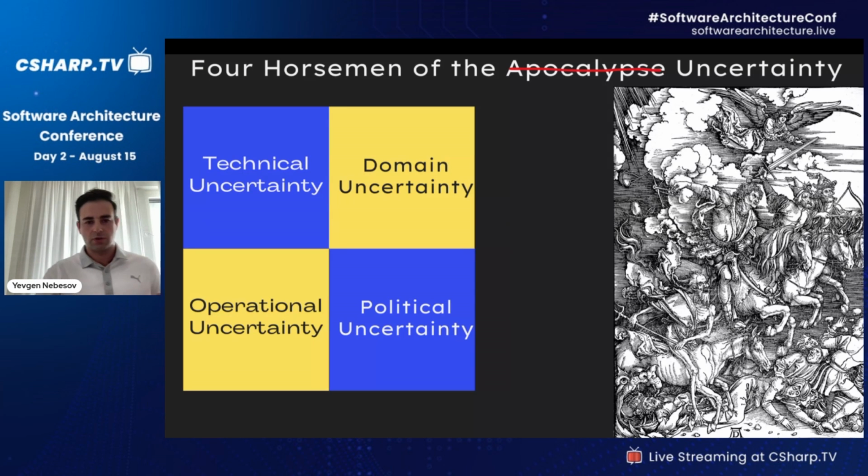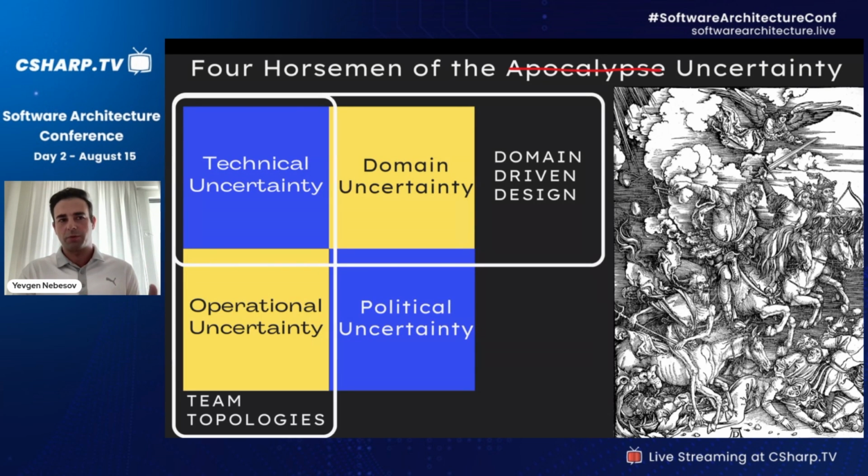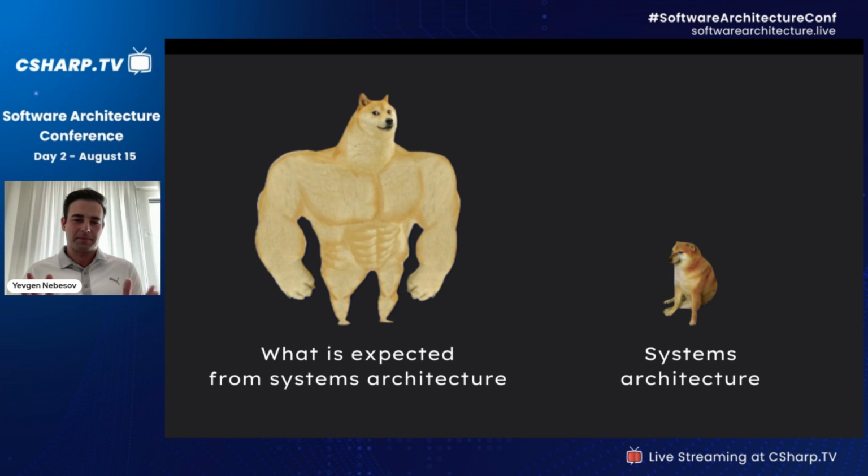And for sure, there are already some established methods that try to bridge different sources of uncertainty. For example, domain-driven design bridges technical and domain uncertainty, or team topologies or org topologies or unFIX try to bridge technical uncertainty with operational uncertainty. But as of today, I don't know any approach which addresses all these 4 sources of uncertainty that we face in reality.